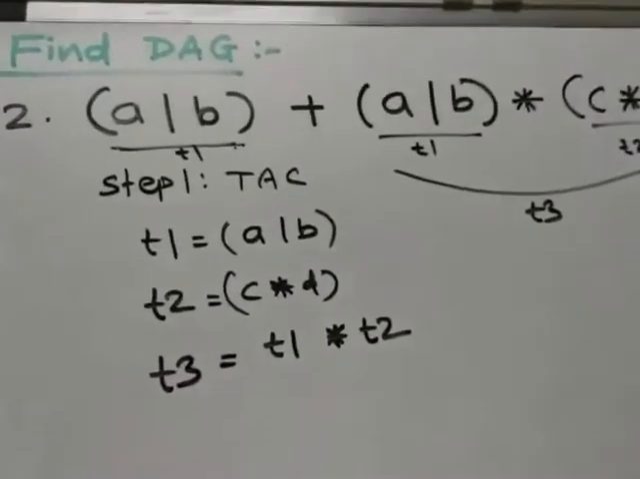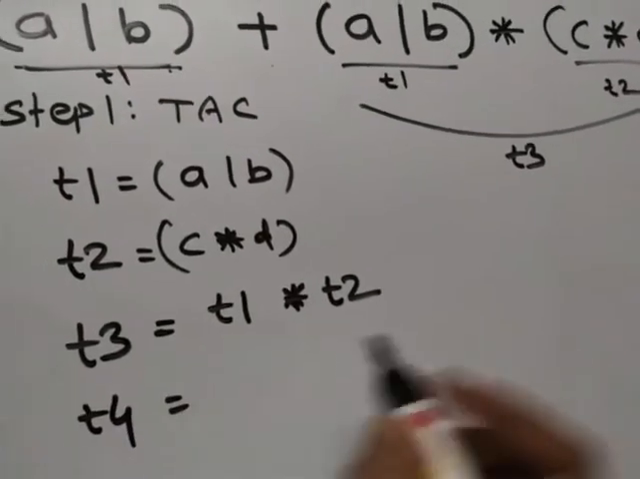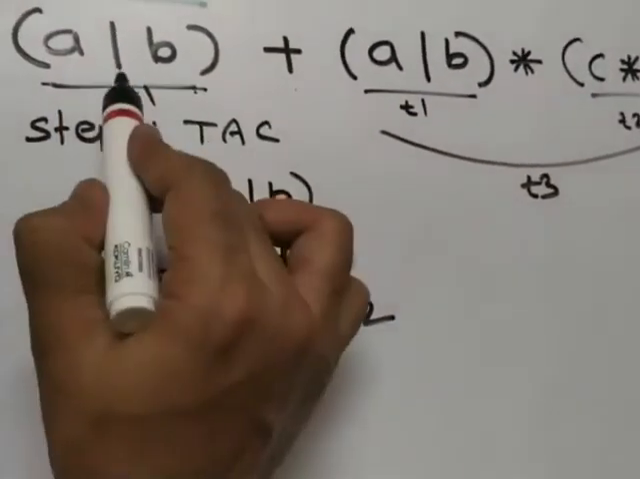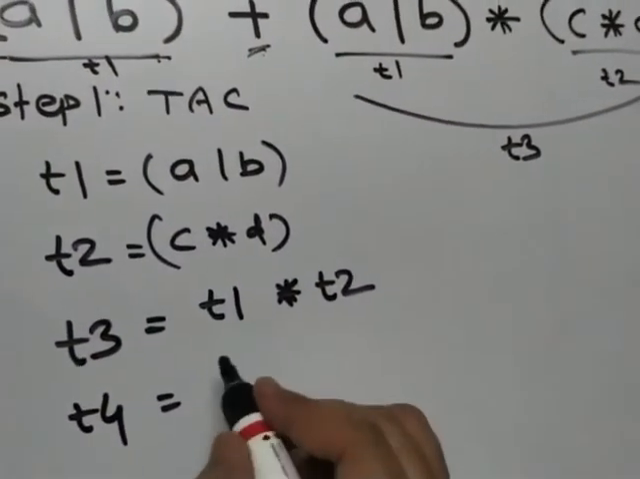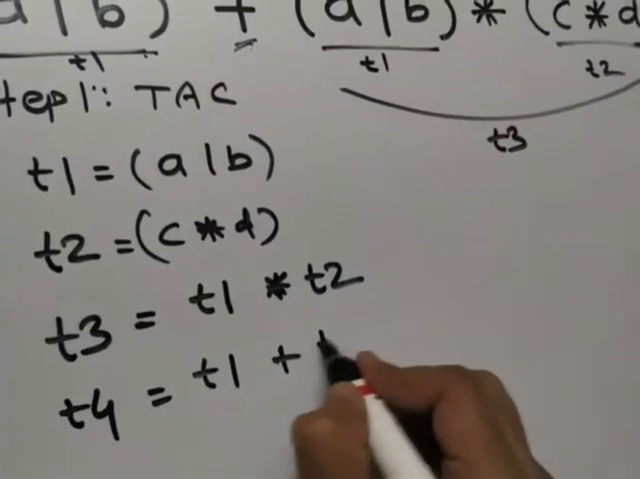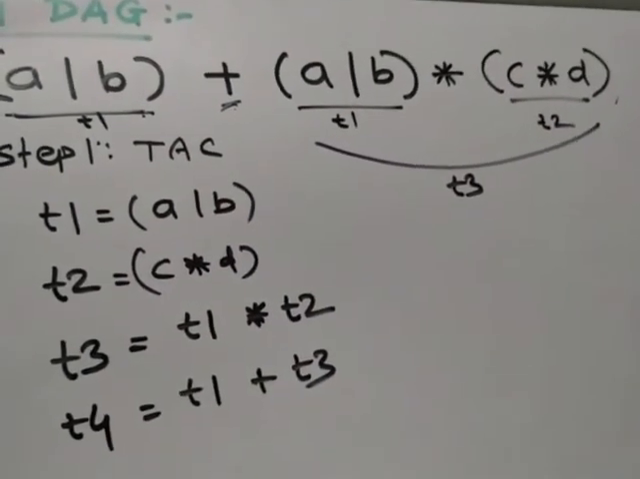And the last code that is required, we will see. Next is T4 equal to, what we have to do, we have to add T1 with T3. So it will be T1 plus T3. In this way we have created the TAC for the given expression.